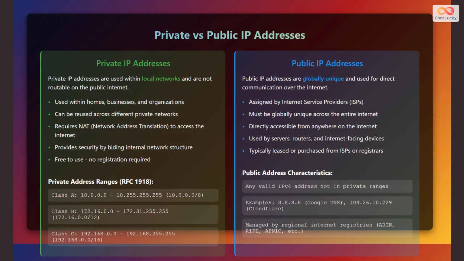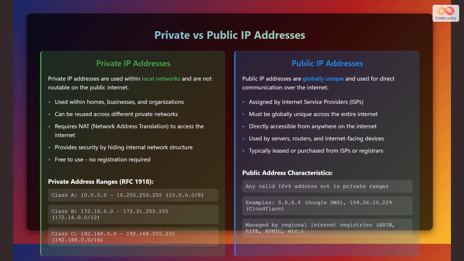Now let's differentiate between private and public IP addresses. Private IP addresses are used within local networks. They are not routable on the public Internet. These are used within homes, businesses, and organizations. These addresses can be reused across different private networks. Private IP addresses require network address translation, which is NAT, to access the Internet. They provide security by hiding the internal network structure and are free to use, meaning no registration is required.